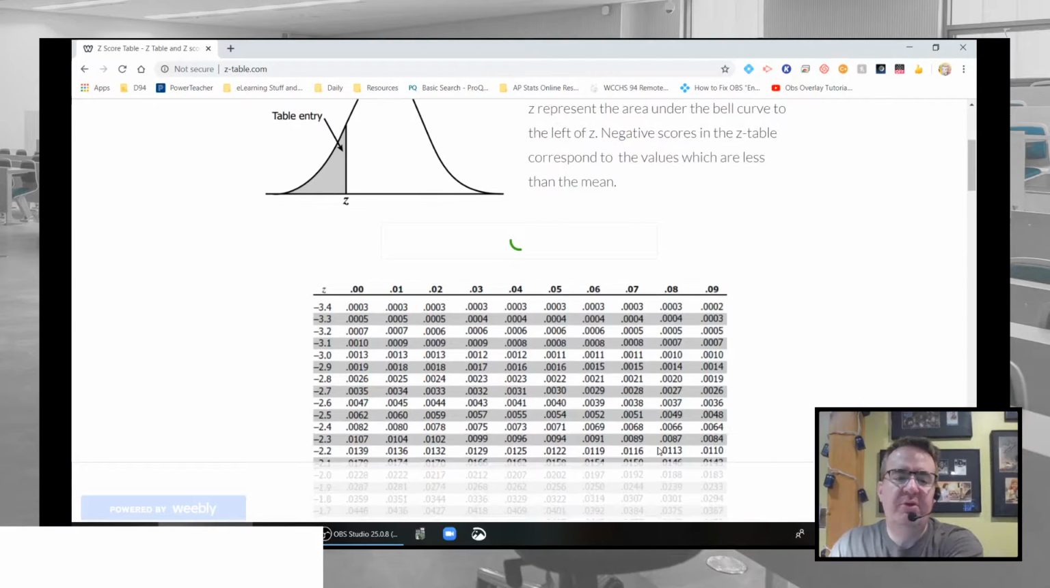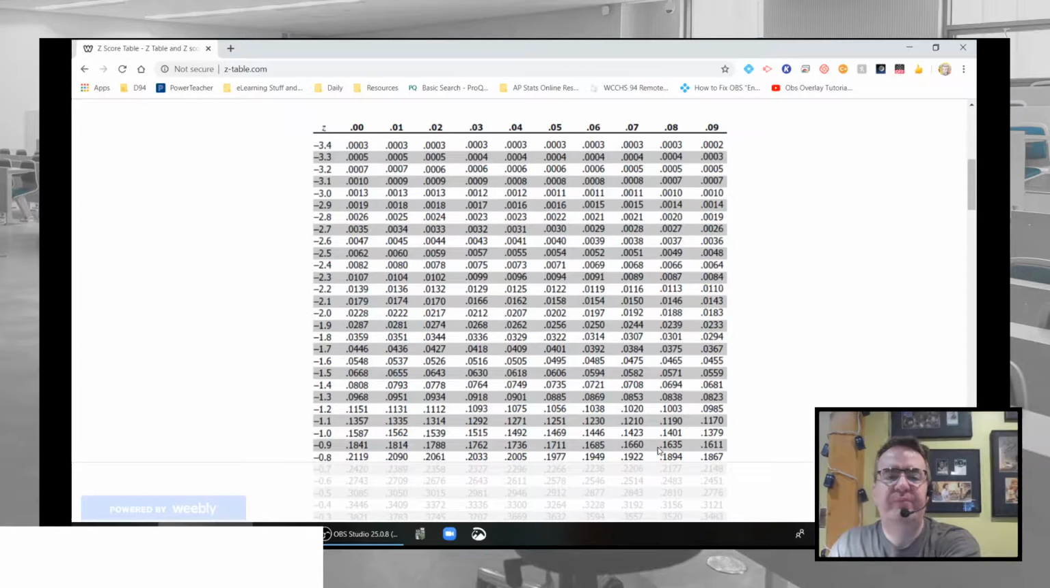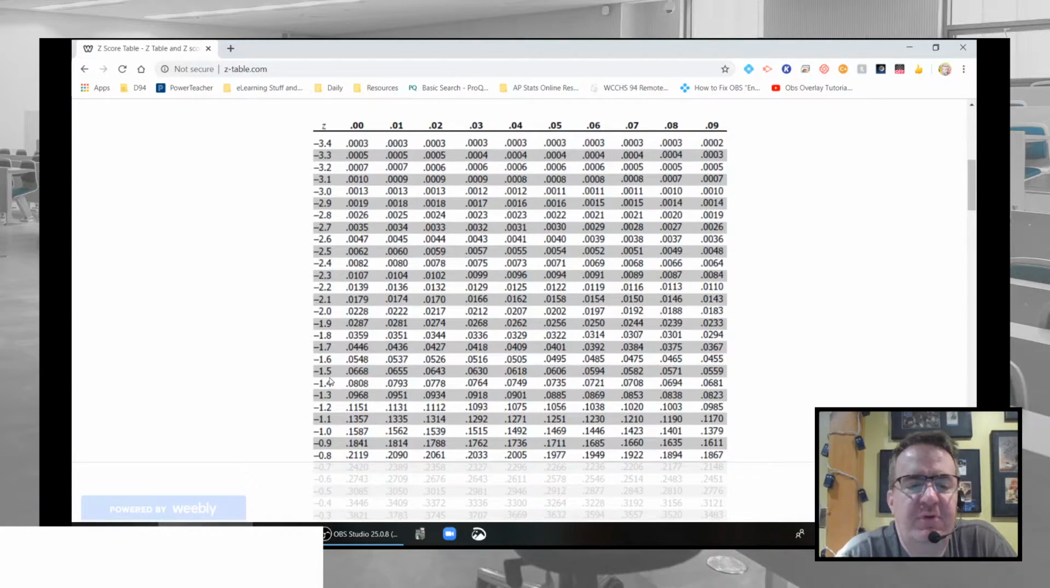So what you're going to do here is this. Let me point out a couple of things. Here's your Z-score. Up here is Z. This first column is up to the 10th place, that's the one decimal point of the Z-score. So for negative 1.5, I go down here.